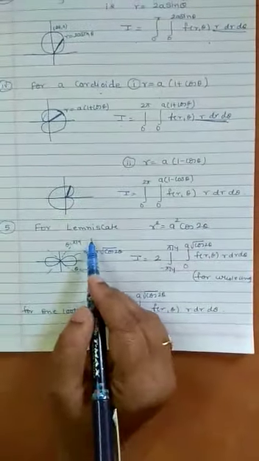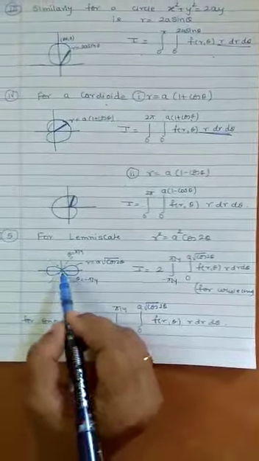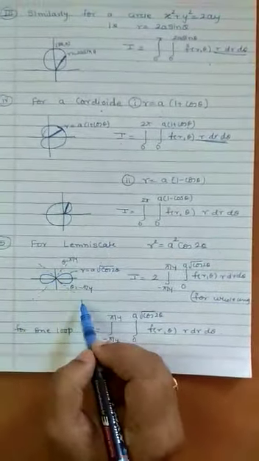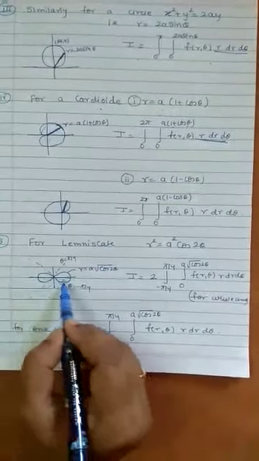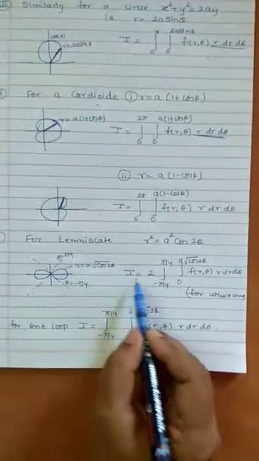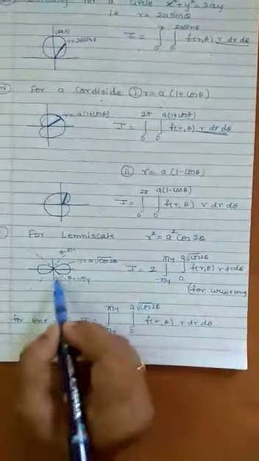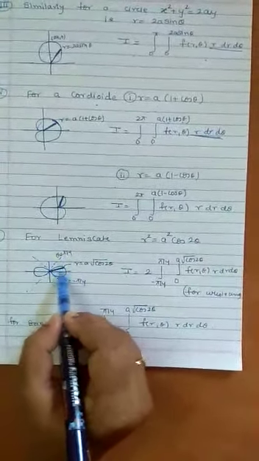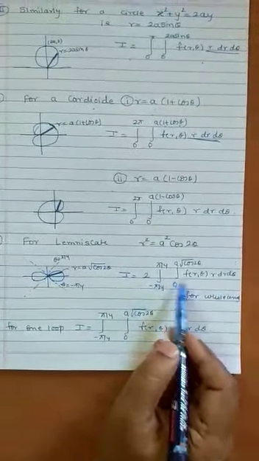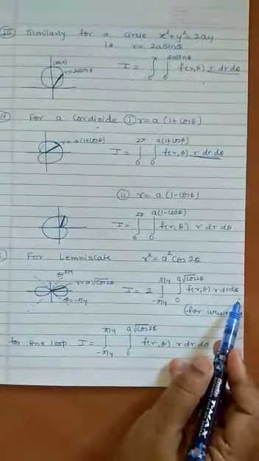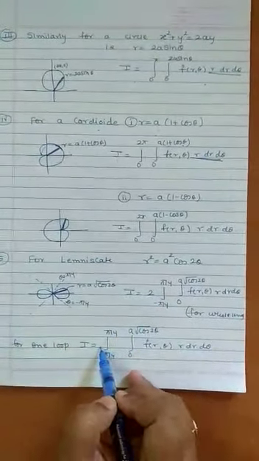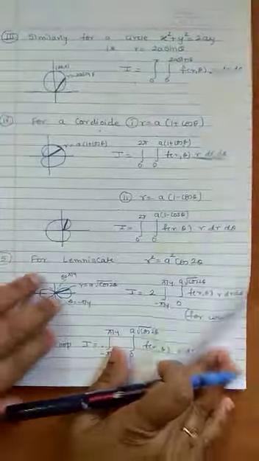Okay. For the lemniscate, this is the lemniscate. We remember these are the tangents, theta equal to pi by 4 and theta equal to minus pi by 4. For both loops of the lemniscate, it is 2 times integral minus pi by 4 to plus pi by 4, 0 to a into root of cos 2 theta, f of r theta, r dr d theta. If it is only one loop, we will take only one time, not 2 times of this.